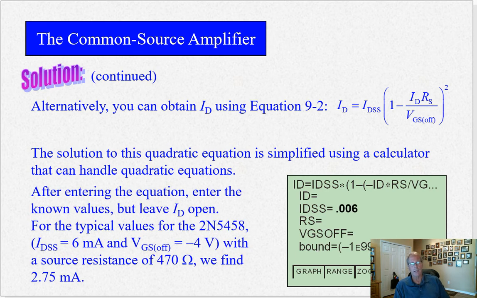For whatever calculator you have, TI-54, whatever it is, you can look at YouTube videos on how to do a quadratic equation in your calculator. I encourage you to do that because it would sure come in handy on an exam to be able to quickly do it. But here's what they end up with: 2.75 milliamps.